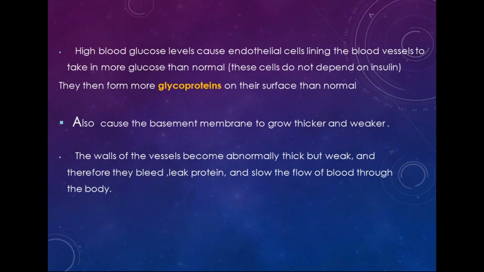The most important aspect of diabetes is that it is a microangiopathy. It is affecting the small vessels, and there is loss of pericytes of the small vessels. So they leak. Whenever there is loss of pericytes, they bleed, they leak protein, and slow the flow of blood through the body. That is the main pathology: loss of intramural pericytes and abnormal thickening of the basement membrane.